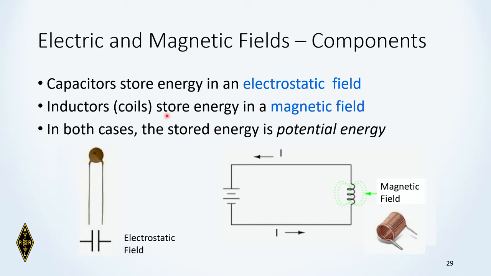Inductors, or coils, store energy in a magnetic field. So when we apply current to an inductor, it's going to create a magnetic field around that inductor. In both cases, the stored energy, either in the electrostatic field or the electromagnetic field, is potential energy. That means it's sitting there waiting to be released.